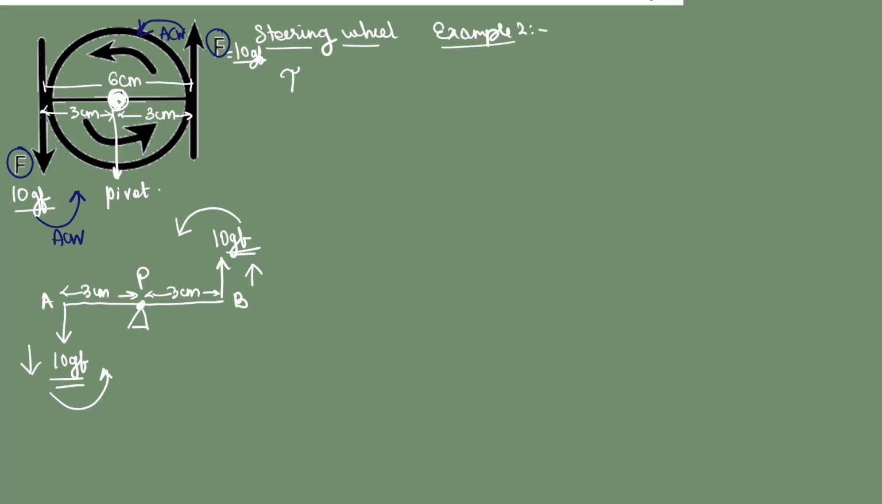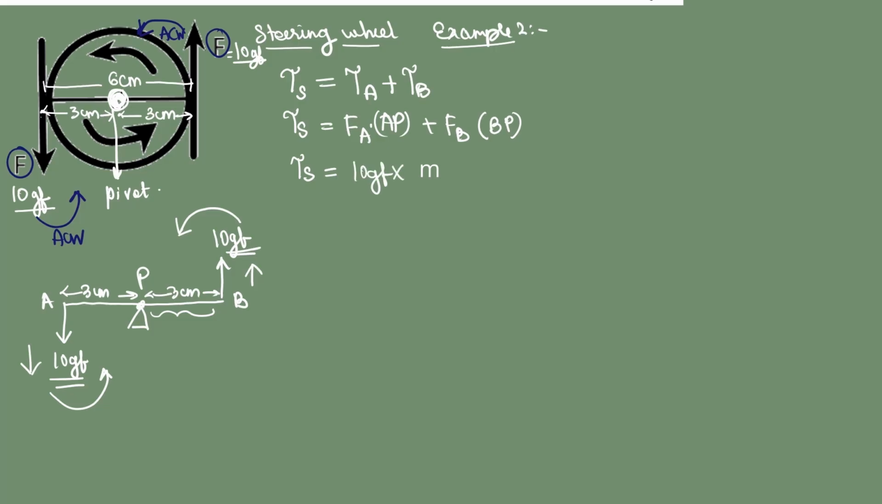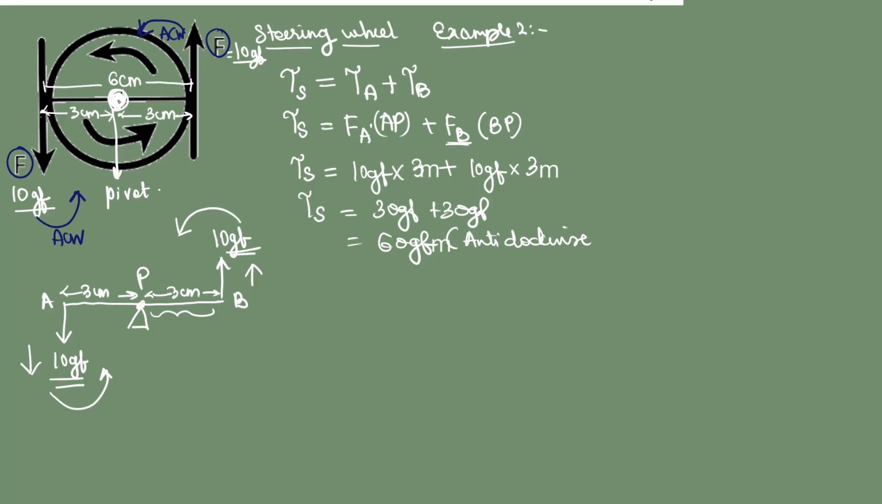So let us see what is going to be the torque experienced by the steering wheel. The torque experienced by the steering wheel is going to be the torque experienced due to A plus the torque experienced due to B. So what is the total torque? It is going to be the force acting on A into the perpendicular distance of A to P, that is AP, plus the force experienced at point B into the perpendicular distance of B from the pivot, which is BP. Am I right? So the total torque is 10 GF, the force due to A, into 3, plus the force due to B, also 10 GF into 3. So the total torque experienced by the steering wheel is 30 GF plus 30 GF, that is equal to 60 GF. Please write down the direction: anti-clockwise.